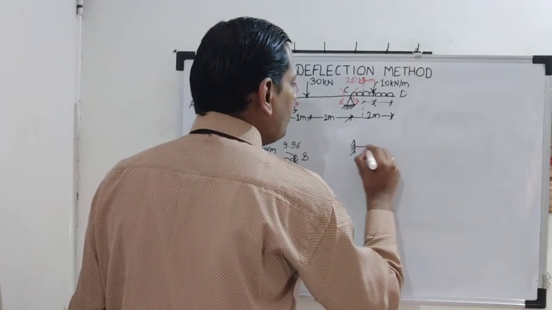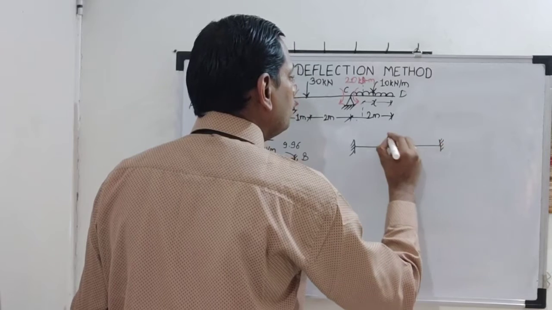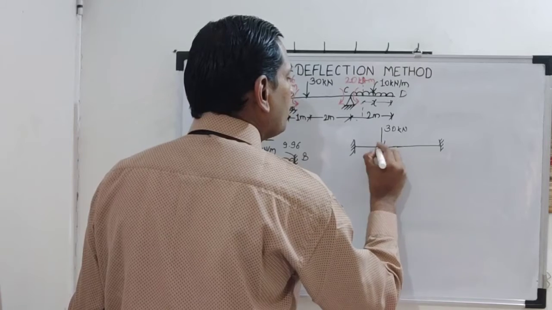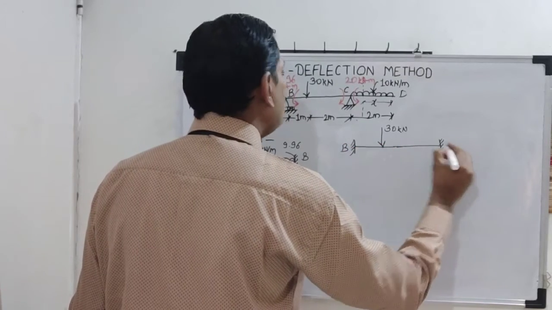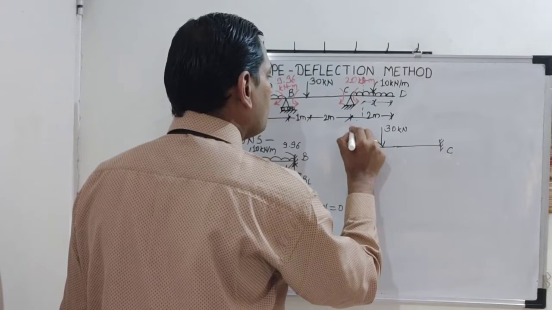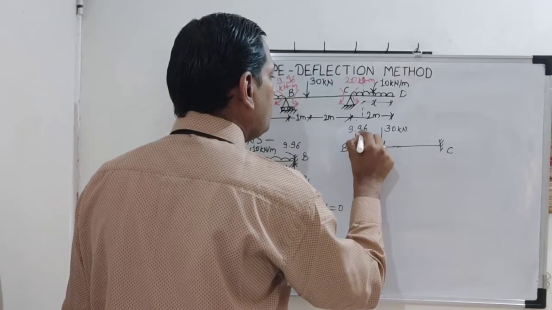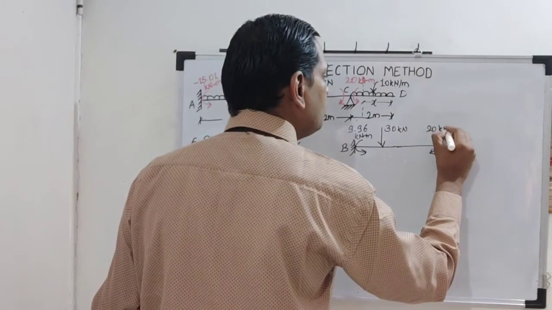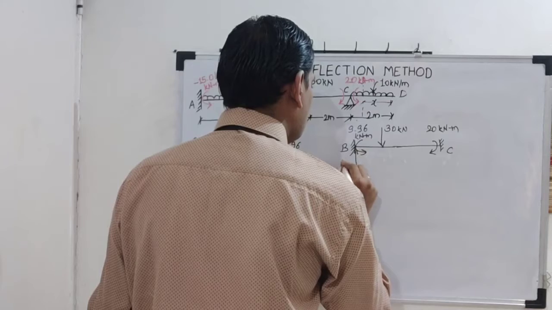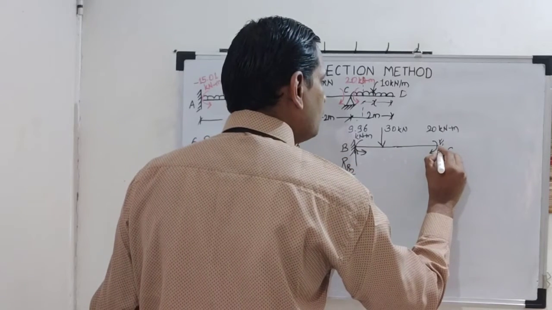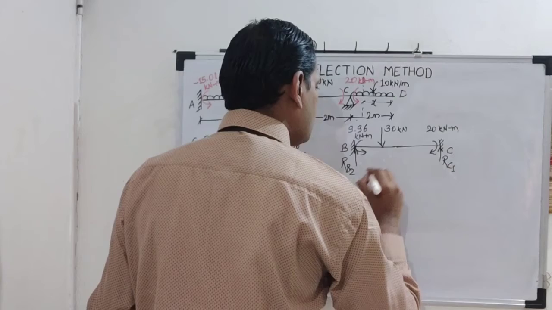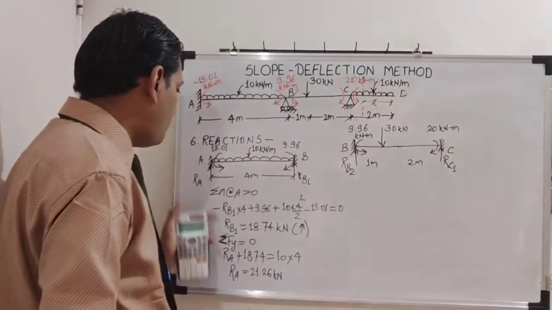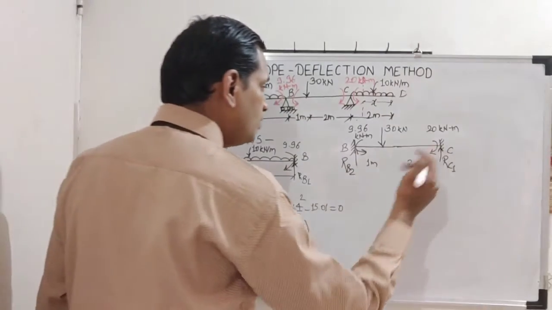So span BC is having only a single point load. So that is how much? 30 kilonewton here. What is the moment on joint B for span BC? 9.96 anti-clockwise. Okay, so show it here. For joint C, it is 20 kilonewton meter clockwise, and show these two reactions. So here we will say this reaction will be as RB2 and here RC1. This is 1 meter and this is 2 meter. Okay, so again we will apply these two conditions one by one for this free body diagram.